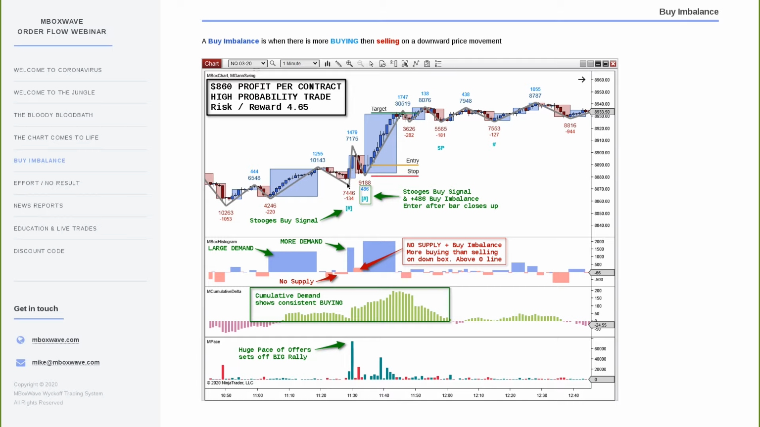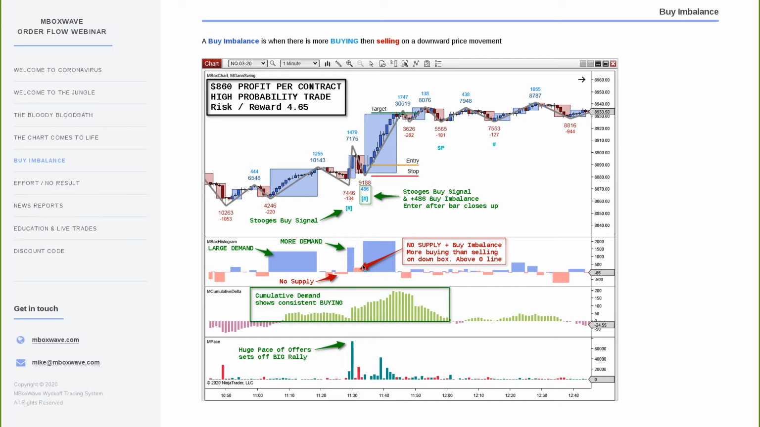You see at this pullback right here, there's no supply in the MBox delta. Cumulative demand is showing consistent buying. We don't see a dip into selling. And we also see a huge pace on the offers, which sets off this big rally. So when we get to this Stooges buy signal and the plus 486 buy imbalance, we've already seen enough data.